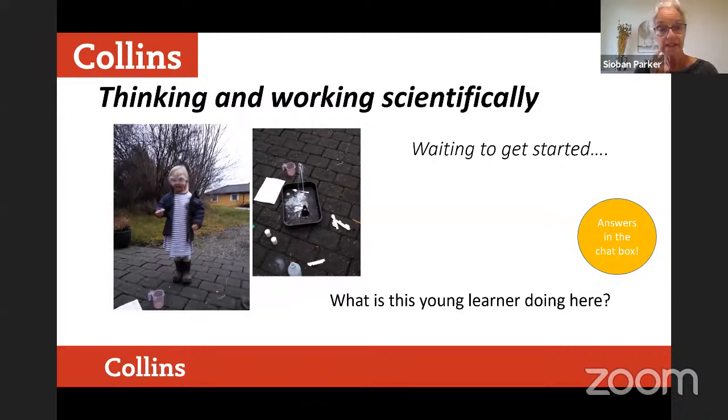As well as using the chat box and the Q&A box, you might wish to have pen and paper at the ready to write down a few ideas. I'm hoping that you have already used the chat box to look at the photograph of the young learner that you can see there on your screens, as well as the bits of equipment that are beside her, and to tell me what you think she is doing there.